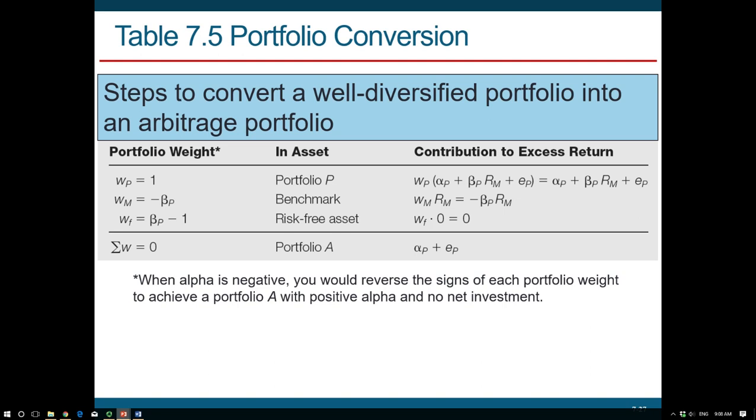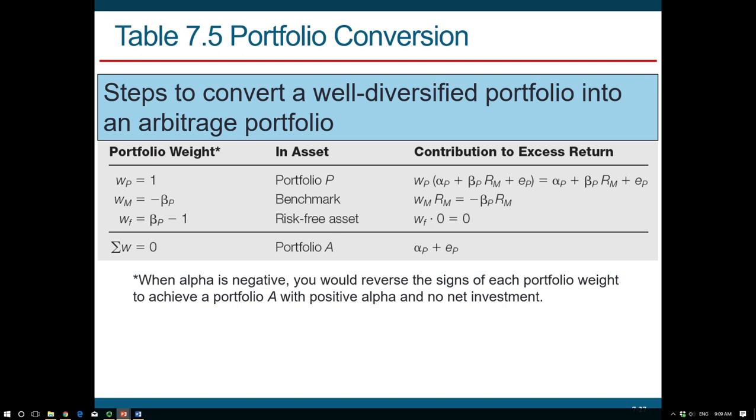And in the third column of this table, you see that if you combine everything together in terms of return, it equals alpha P plus EP. That is the excess return and the error term. So if a lot of people are doing arbitrage, and you invest nothing at the very beginning, then you shouldn't earn anything, right? So this alpha P and EP should be equal to zero.